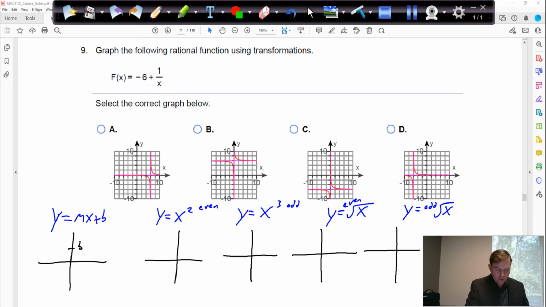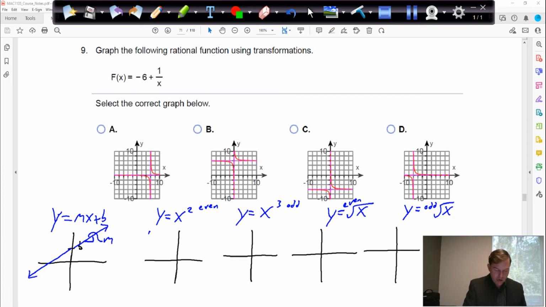Okay, y equal to mx plus b. That is a straight line with a slope of m that goes through b on the y-axis. So the slope here is m. So straight line, pretty simple. It is fully defined in its domain. There's no holes, there's no asymptotes.